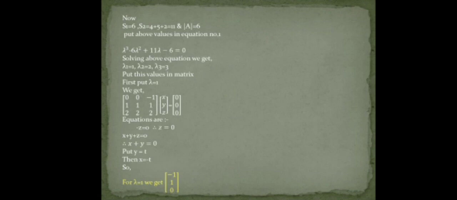Solving the above equation, we get lambda 1 equal to 1, lambda 2 equal to 2 and lambda 3 equal to 3. As the question says, we have to find the eigenvectors for the least value. Therefore, substituting lambda equal to 1, we get the matrix [0 0 -1; 1 1 1; 2 2 2] multiplied by the column matrix x, y and z, which equals [0 0 0]. Equations obtained from the above matrix are minus z equal to 0 and x plus y equal to 0. Substituting y equal to t, x becomes minus t. Therefore, for lambda equal to 1, we get the eigenvector as [-1, 1, 0].